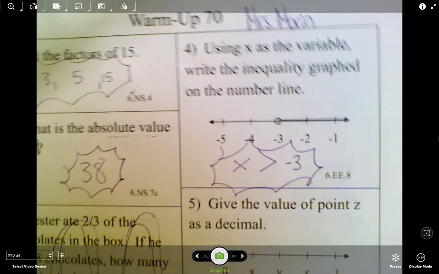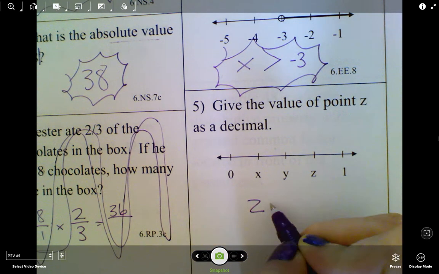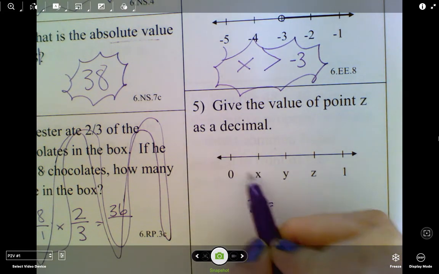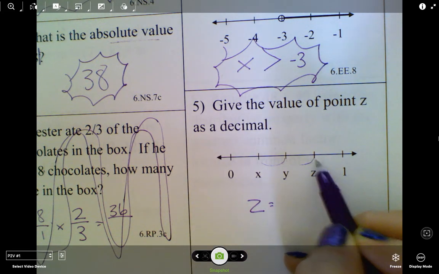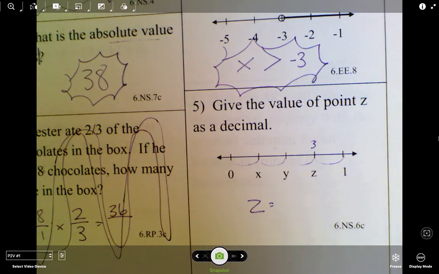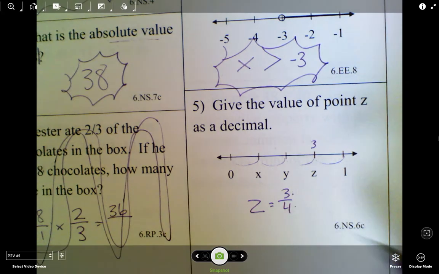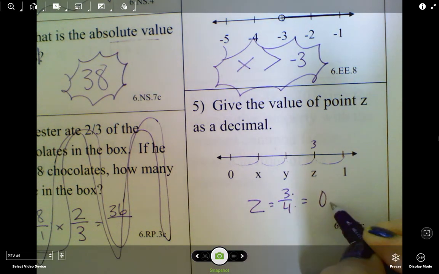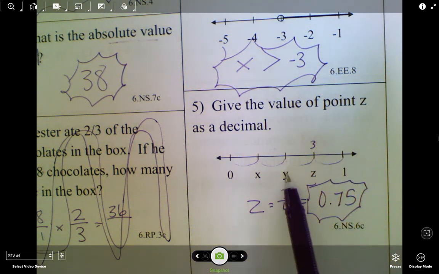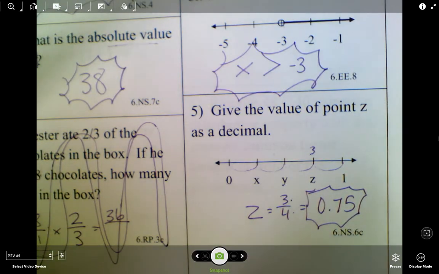Okay, give the value of point z as a decimal. Okay, so let's see how many sections we have. We got 1, 2, 3, 4 sections, and z is on 3 out of 4. So 3 out of 4 is the same thing as saying 3/4 of $1, which is the same thing as saying 75 cents. So 0.75 is going to be your answer for z. And y would be 0.05, x would be 0.025.